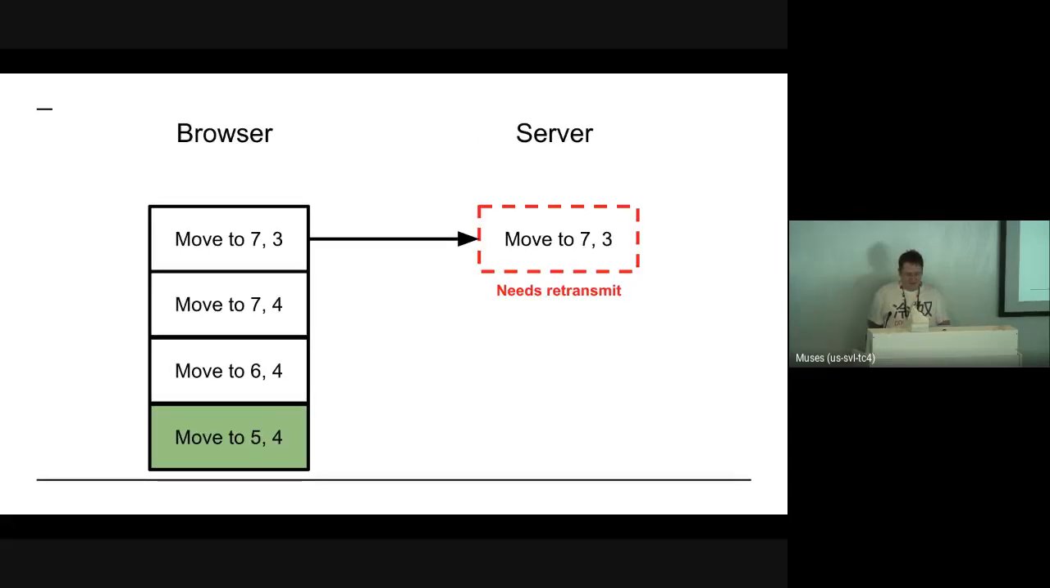So this diagram, if you imagine that this is the browser, there's some kind of game running in the browser. The browser is sending a bunch of messages to the server to report the moves that the player has made. And this red message has been lost in transit, so it needs to be retransmitted, which is going to take some time. But actually, the only message the server is currently interested in is the green message, which is the most recent message. So this is the problem with head-of-line blocking. You get stuck behind messages you're no longer interested in.